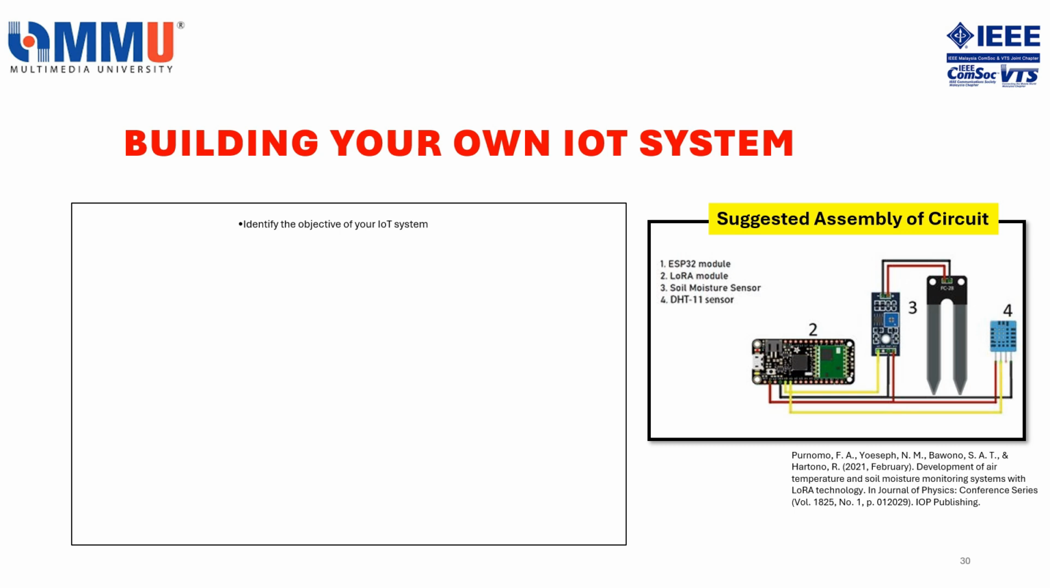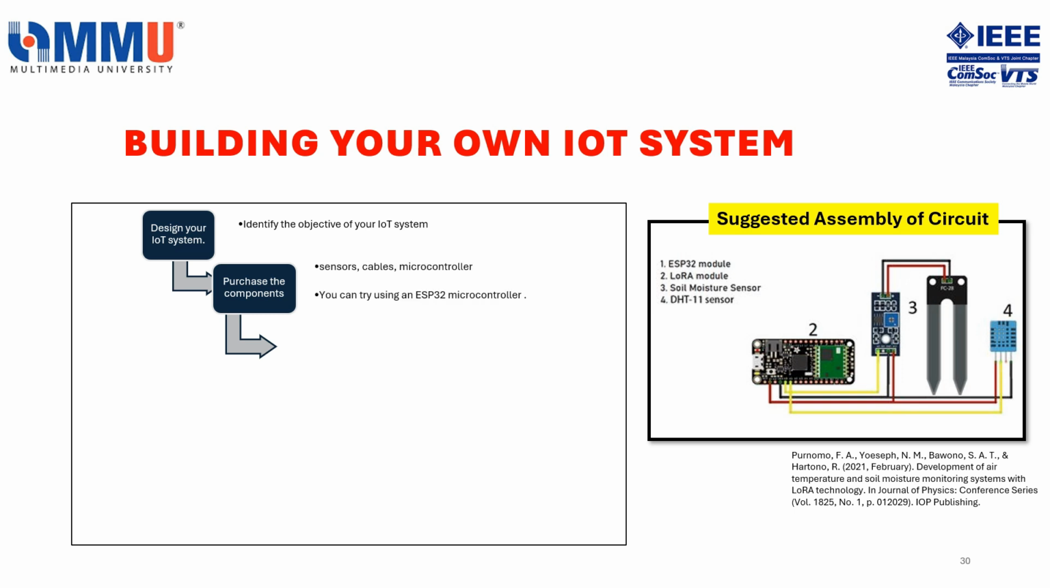You can build your own IoT system at home. The first thing to do is to identify the objective of your IoT system. After you identify the objective of your IoT system, you can design your IoT system. Then you may purchase suitable components. For example, if you want to build an IoT system to control a smart farm, then you may purchase components such as sensors, cables, and microcontroller. You can try using an ESP32 microcontroller.